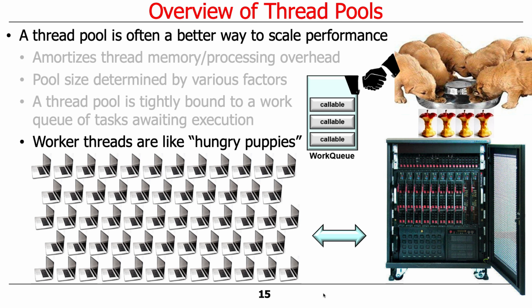You can think of the worker threads as being like hungry puppies. They sort of sit around the bowl waiting to be fed, and when new work comes in, the next puppy in the pool wakes up and goes ahead and does its thing, eats the work and does some processing.